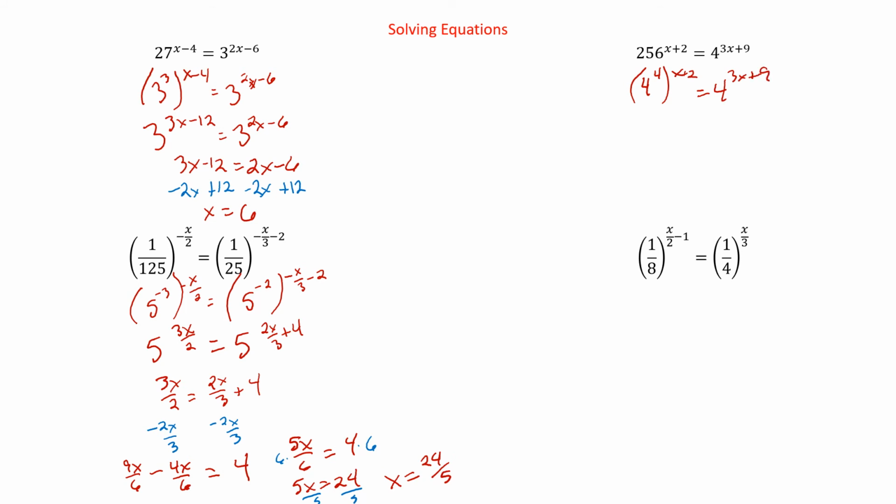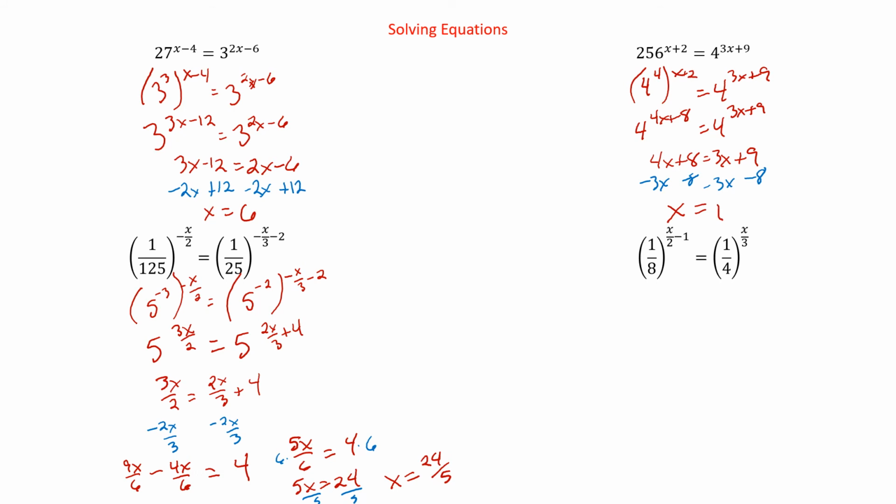So if you change them both to 2's, you would do the exact same thing, except that your numbers would just be a little bit bigger when you're working the problem, but it would work out the same. A power of a power, we multiply, so we'll have 4 to the 4x plus 8 equals 4 to the 3x plus 9, which means that the exponents are equal. We can subtract, move the x's to the same side, and move the numbers. So here 4x minus 3x is x equals 9 minus 8 is 1.